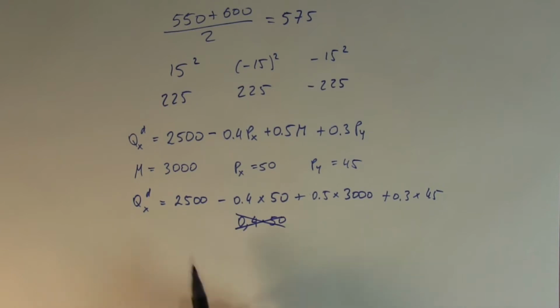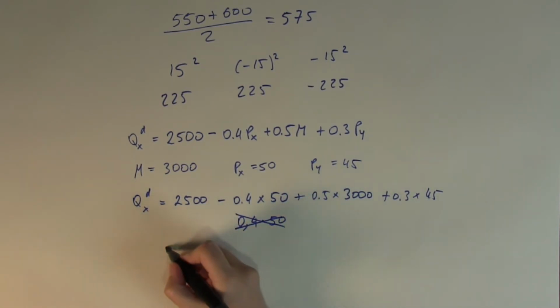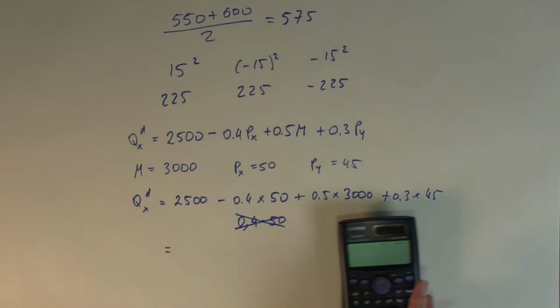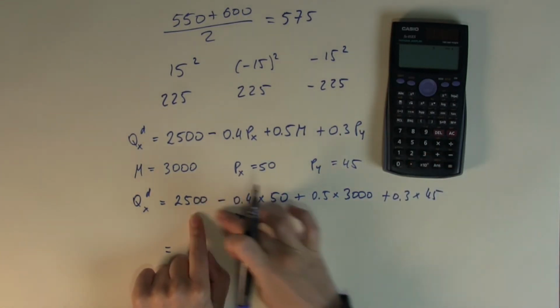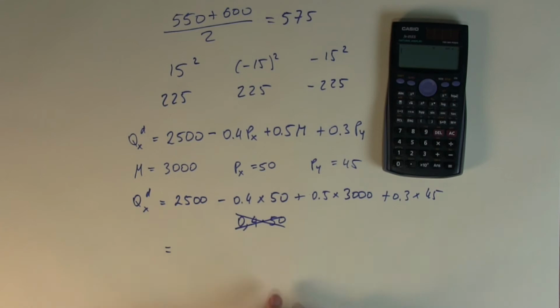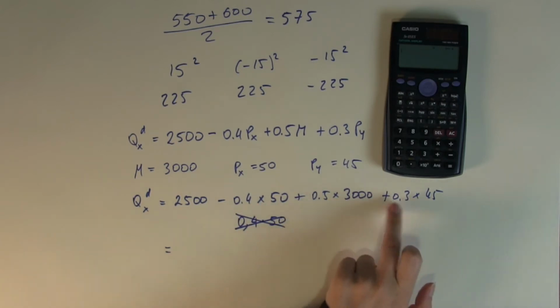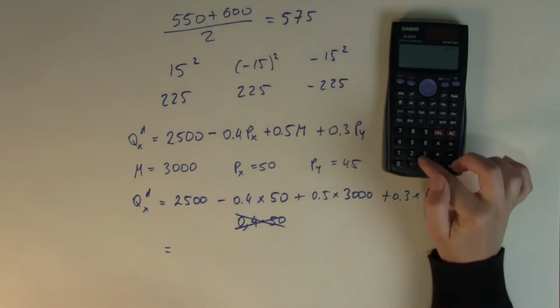Okay, so how can we use this to calculate the demand? Well, the scientific calculator again makes our life much easier. So I can type in everything in one, and then the answer will come up. If I didn't have a scientific calculator, I would need to do the multiplications individually first, and then I would need to use the additions and the subtractions accordingly. But with the scientific calculator, I can just type it all in one go.